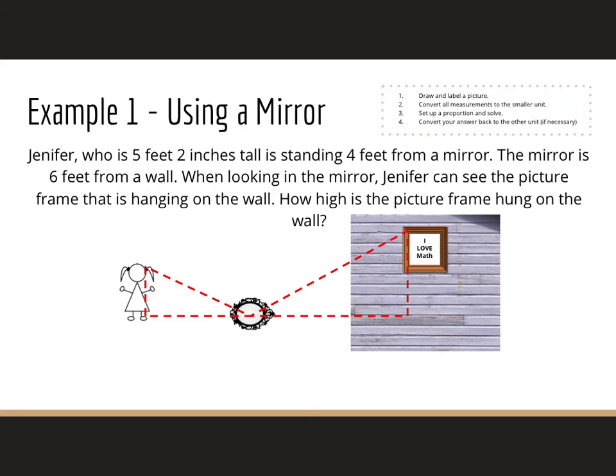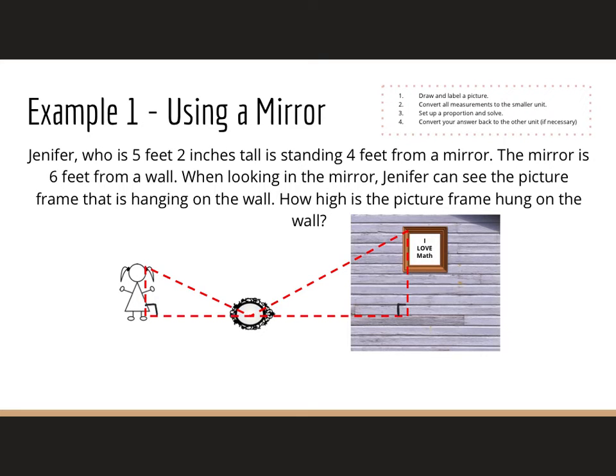All right, so here's the first example. If you're using a mirror, this is what your picture would look like. You would have to draw out this little picture. Your pictures do not have to be great. I just need little stick people, the triangles, etc. These are both right triangles, if you notice.